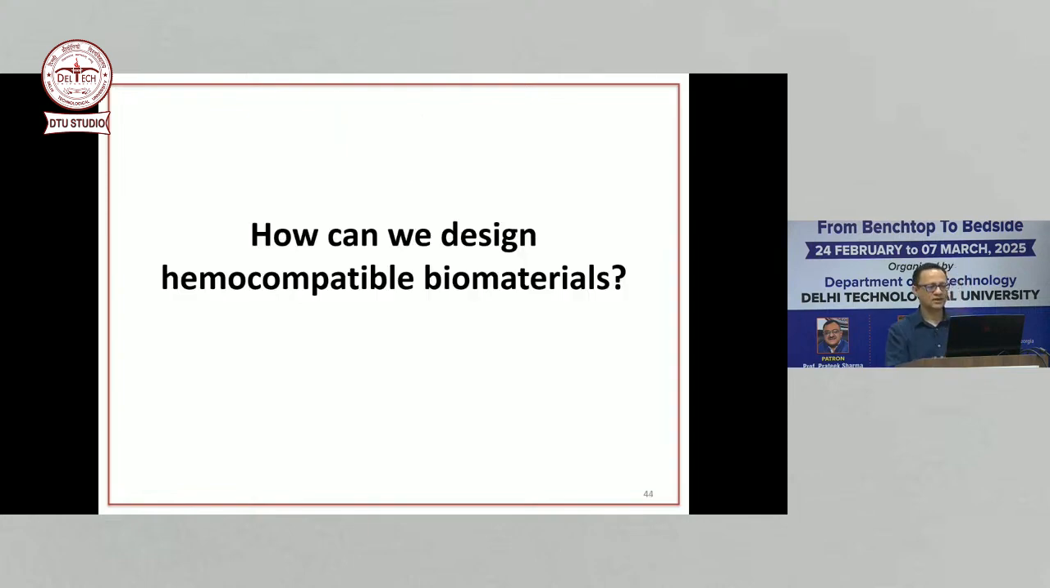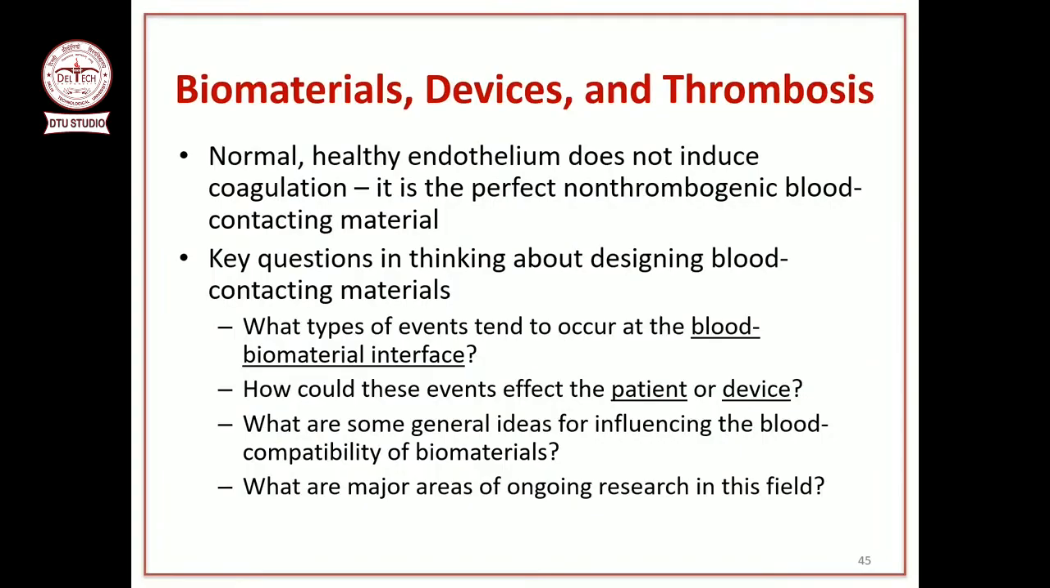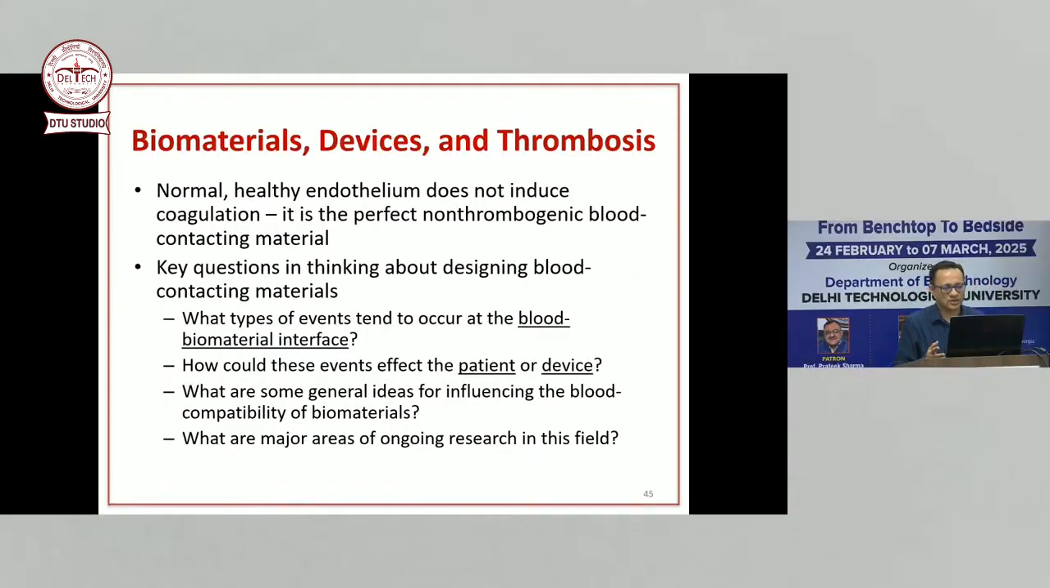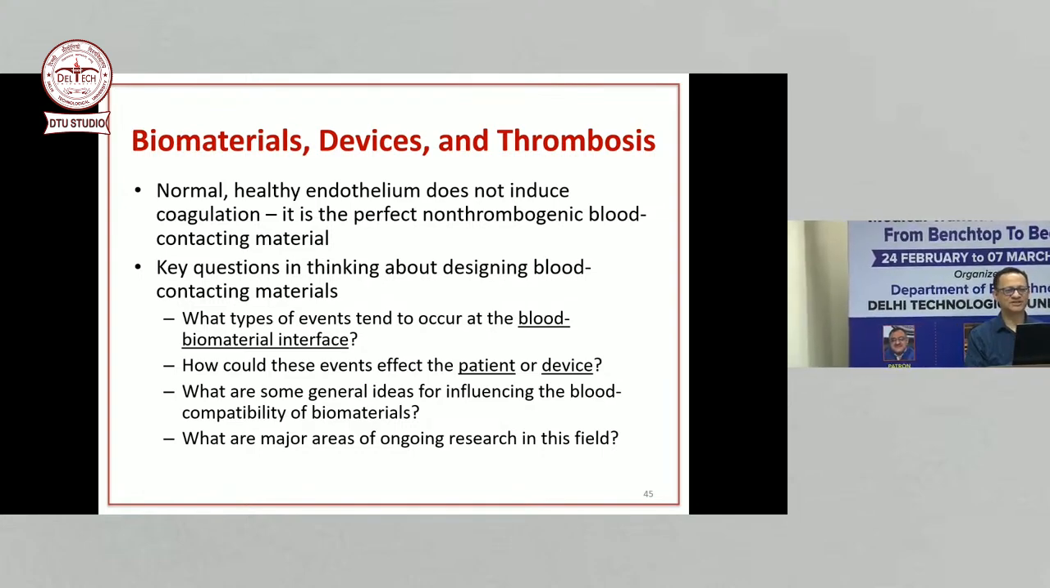Okay. How can we design hemocompatible materials? Hemocompatibility is important, right? Because if I'm designing a catheter or a stent or a vascular graft or tubing for ECMO, I don't want blood to clot on my foreign surfaces. So I want to design better surfaces that won't clot. Normal healthy endothelium does not induce coagulation, right? It does not clot. It is the perfect non-thrombogenic blood contacting material.